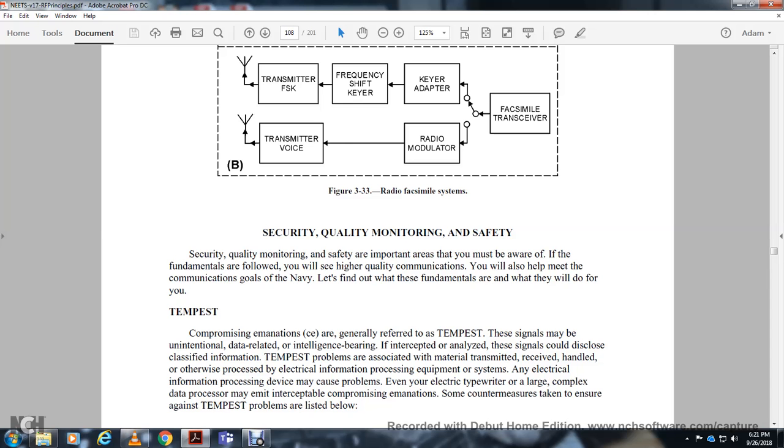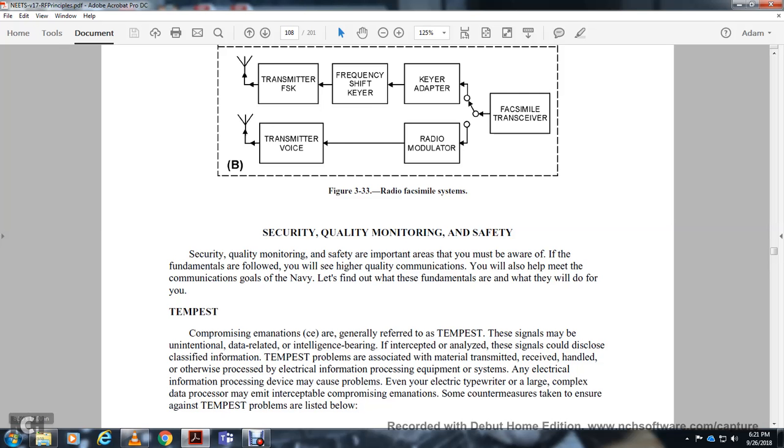Tempest. Compromising emanations are generally referred to as TEMPEST. The signal may be unintentional, data-related, intelligence-bearing, and subject to intercept. Such a signal could reveal classified information. TEMPEST problems are associated with material transmitted, received, handled, and otherwise processed with electrical information processing equipment and systems.